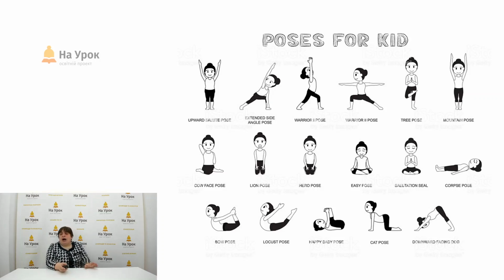And now I'm going to show you some poses for kids. We can use them, the students can do them. For example, you see upward salute pose, extended side angle pose, cow face pose, lion pose, hero, easy pose, happy baby pose, etc. And these poses include different types of movement. Again, I remind you that it's very important for students to move.